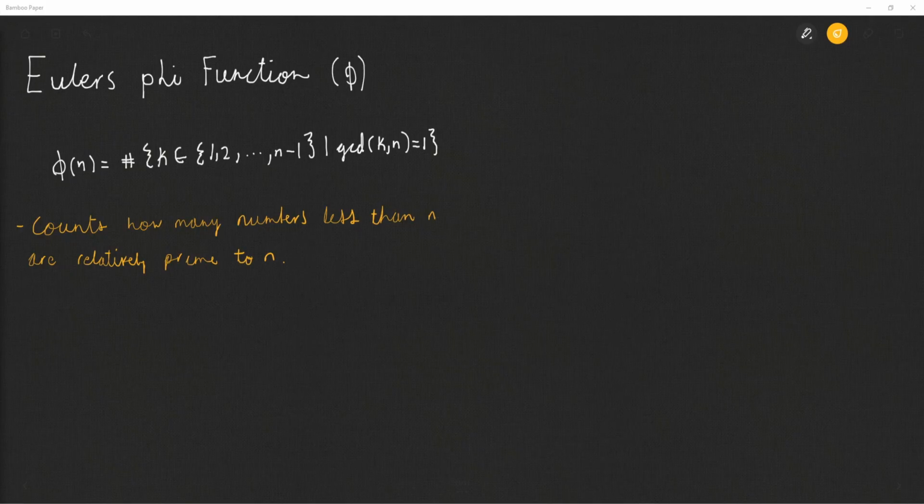The function written as this symbol, which is our phi symbol, of n counts how many numbers less than n are relatively prime to n, which we can show as phi of n is all the numbers k in 1 up until n minus 1, such that the GCD of k and our value of n is equal to 1, which is just a fancy way of saying how many numbers from 1 to n minus 1 share no common factors with n except for 1.